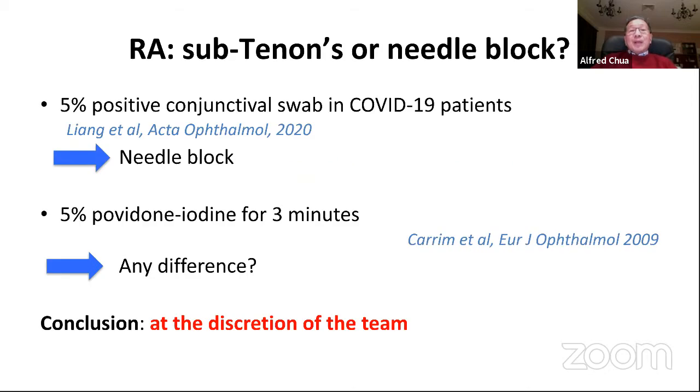Okay. What about the block? In the COVID positive patient, 5% of them have a positive conjunctival swab. So on that basis, you can argue a needle block such as peribulbar block is better than subtenon. The other side of the coin is if you give them 5% povidone iodine antiseptic for 3 minutes, they would have killed the virus. Therefore, should subtenon be equally effective? Is the antiseptic sufficient to get into the conjunctival sac and also kill the virus in there? I'm not 100% sure. I think it really would be up to the discretion of the team. Personally, I think I slightly favor a needle block.